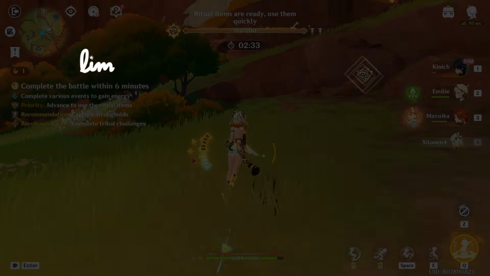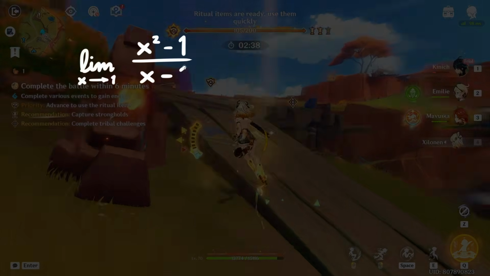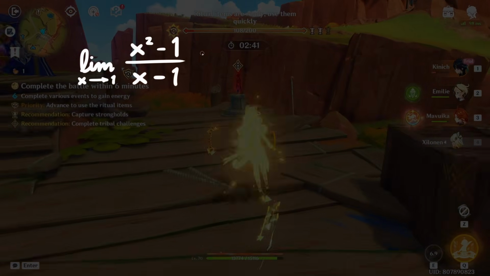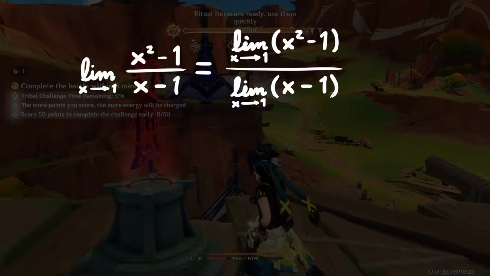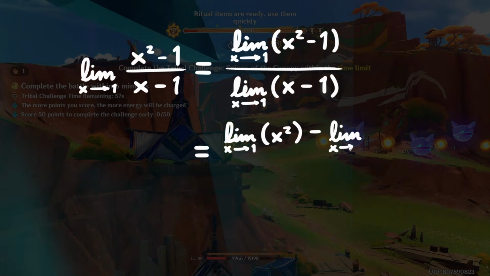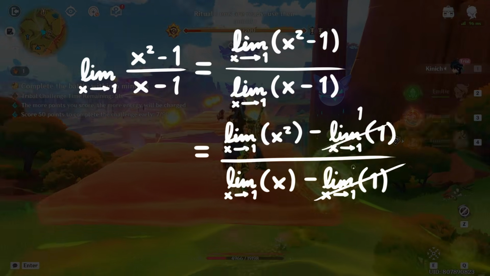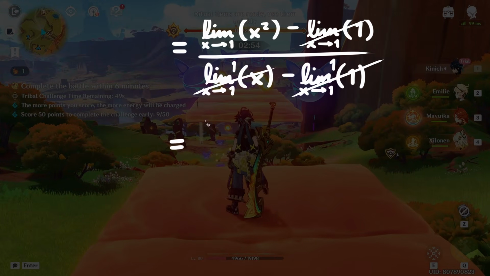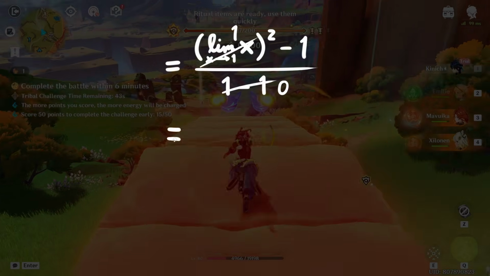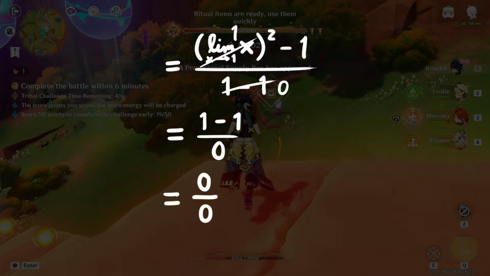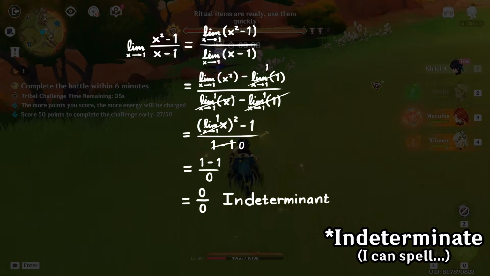The limit of x squared minus 1 divided by x minus 1 as x approaches 1. Again, we start by distributing, then recognizing which ones are constants. In the denominator, we can apply the limit, and on the numerator, we can bring the limit inside the square, then apply the limit. However, we get something strange. The result is a 0 divided by 0, which is indeterminate.